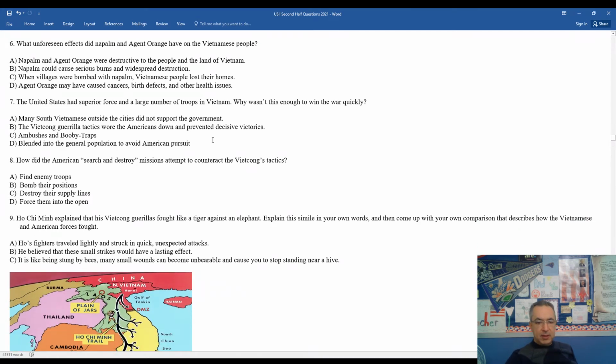Ho Chi Minh explained that his Viet Cong guerrillas fought like a tiger against an elephant. Explain this simile in your own words, and then come up with your own comparison that describes how the Vietnamese and American forces fought. You can think about that on your own.